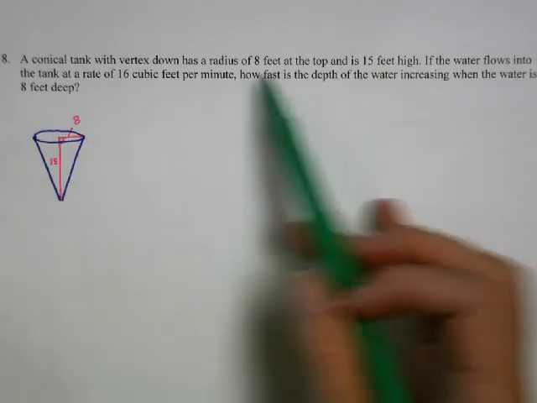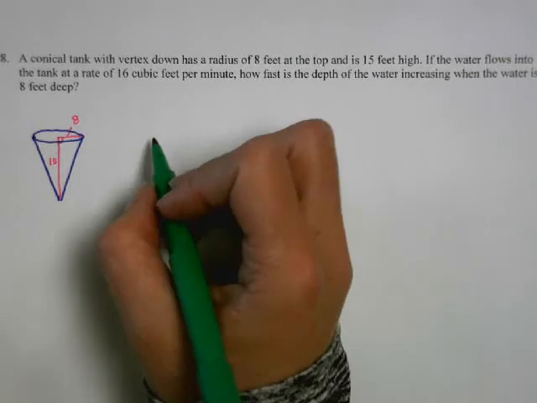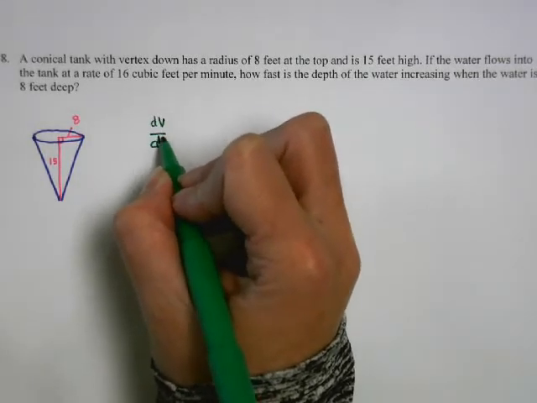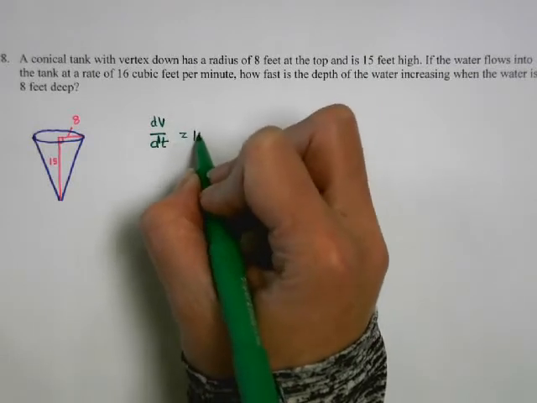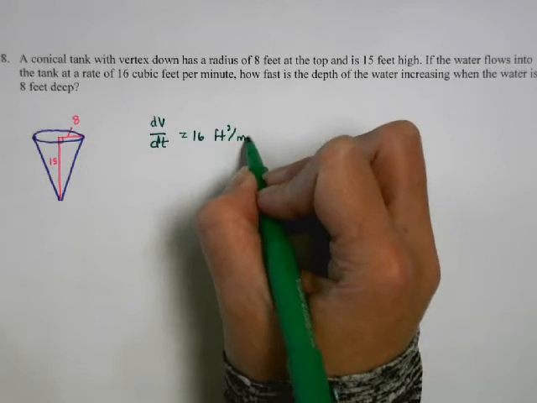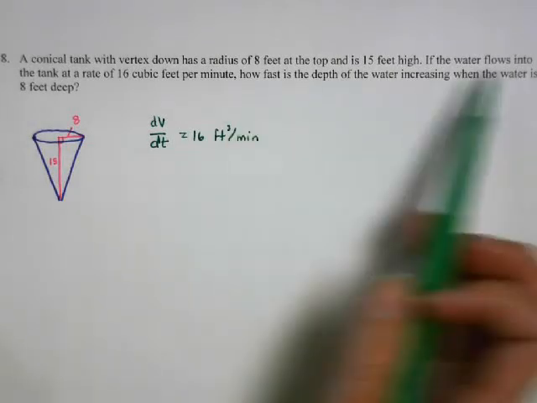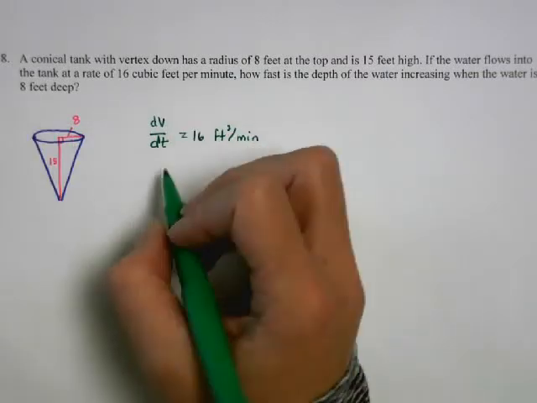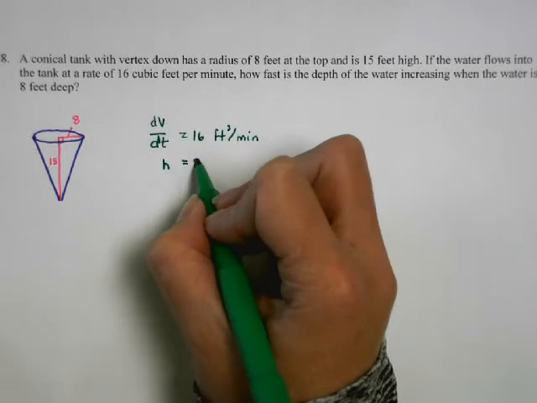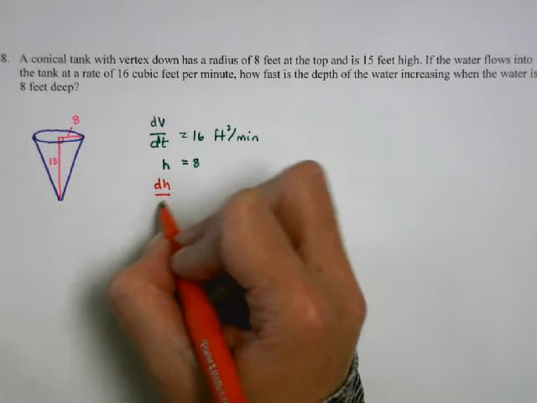So again, dV/dt is going to be 16 per minute. How fast is the water increasing when the water is 8 feet deep? So I'm going to call that height is 8, and we are solving for dH/dt, how fast the water is increasing if the volume is increasing.